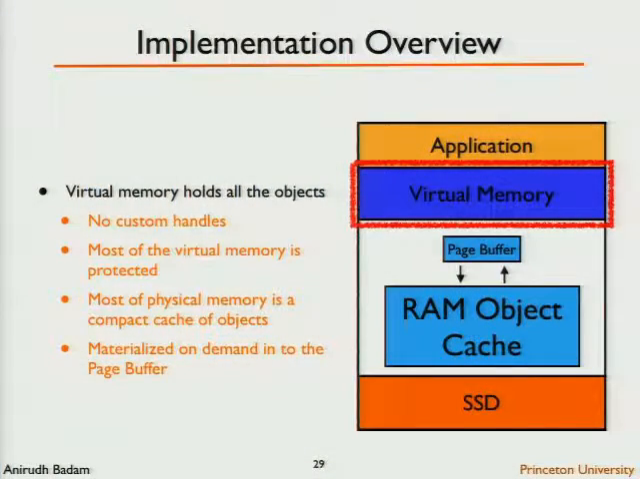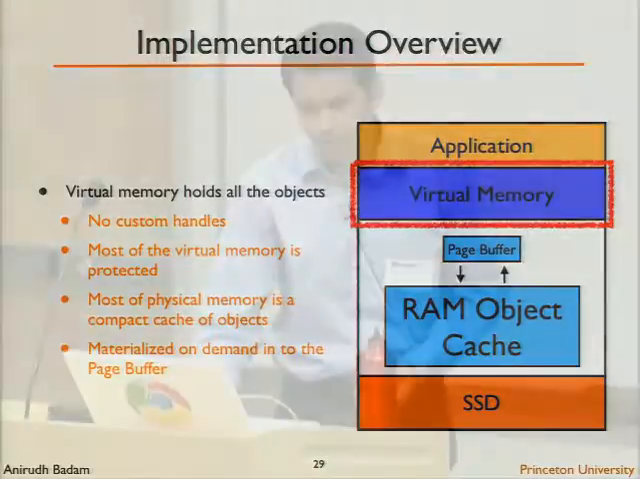To implement this system, all the virtual memory that is allocated to the application is protected by mprotect. When the application tries to access any of this data, it takes a fault. In the fault handler, we figure out where the object is. It's either currently in the RAM object cache or on the SSD. If it's in the RAM object cache, we manufacture the virtual memory page immediately and return control back to the application from the fault handler. If it's not, we fetch it from the SSD, cache it in the RAM object cache, manufacture a page, put it in the page buffer and return control back to the application.